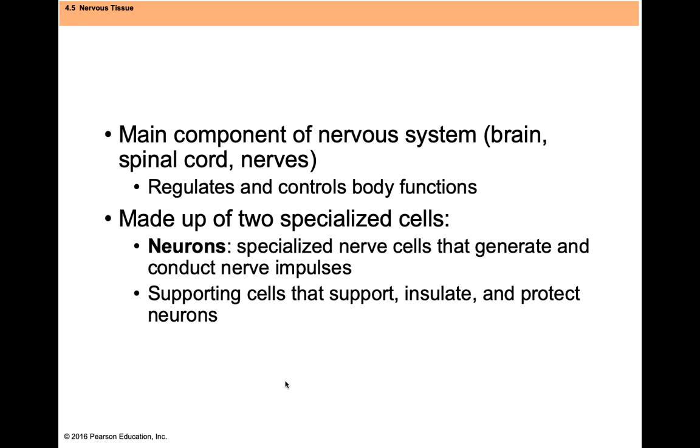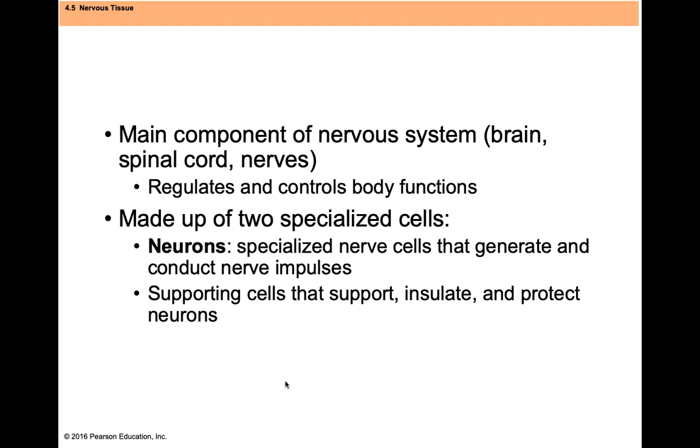Okay, the last type of tissue we're going to talk about is called nervous tissue. Our nervous tissue is the main component of our nervous system. Well, that makes sense. When we're talking about our nervous system, we're talking about our major organs like the brain, the spinal cord, and our nerves, of course. And the purpose here is to help regulate and control bodily functions.